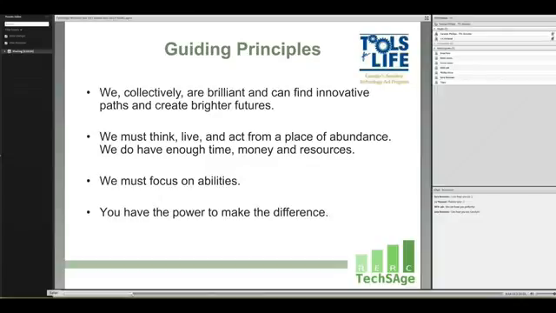whether it's through research, whether it's through being in practice in the field. And we've really got to think, act, and live from a place of abundance. We've got to focus on abilities, and we also recognize that everybody has the power to make a huge difference, and that's a real honor.